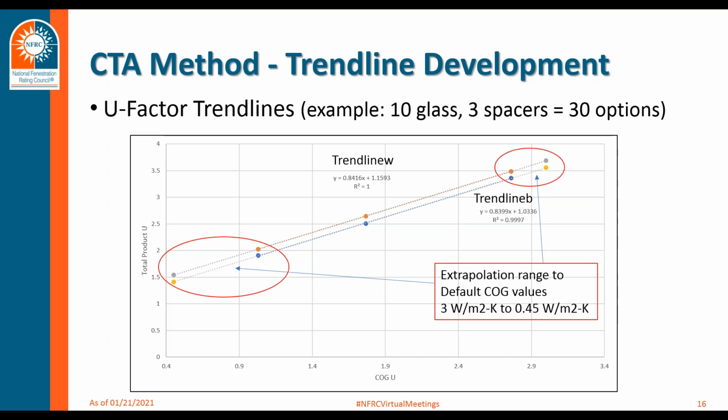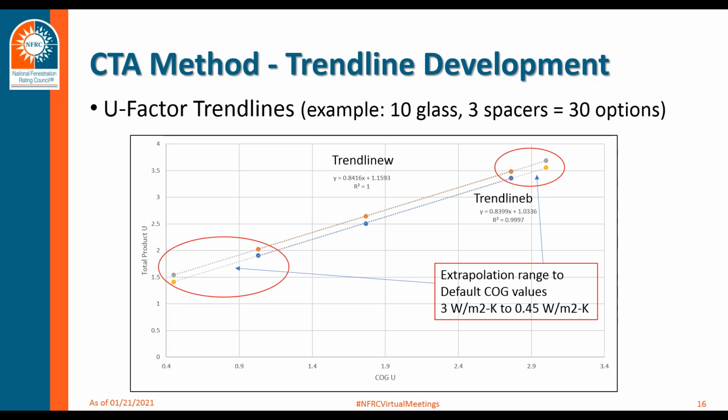An extrapolation is performed for the center of glass to allow for glass options outside of the product matrix to be rated without performing additional trendline work. This extrapolation is valid because the trend lines are required to be simulated with the best and worst center of glass matrix options, requiring at a minimum a clear glass option and the glass option with the best low E in the matrix.